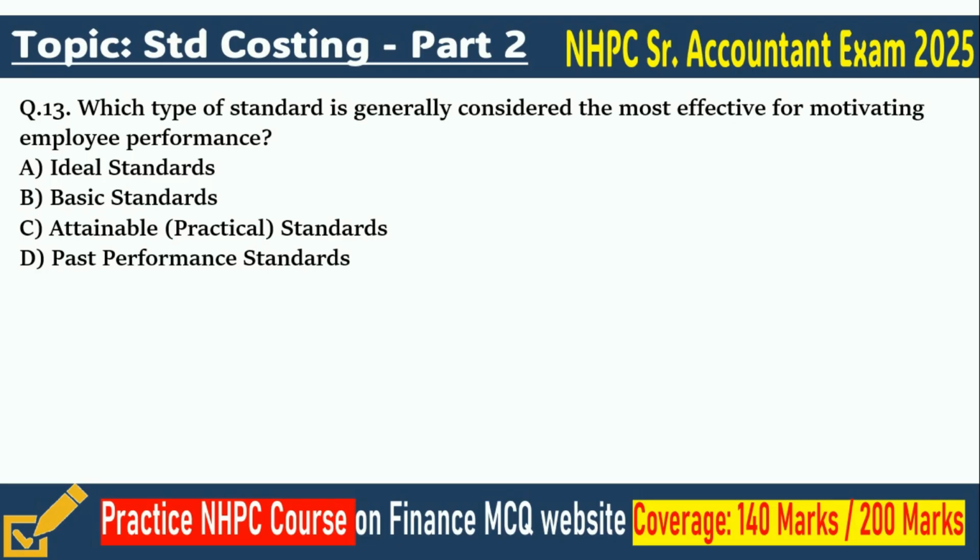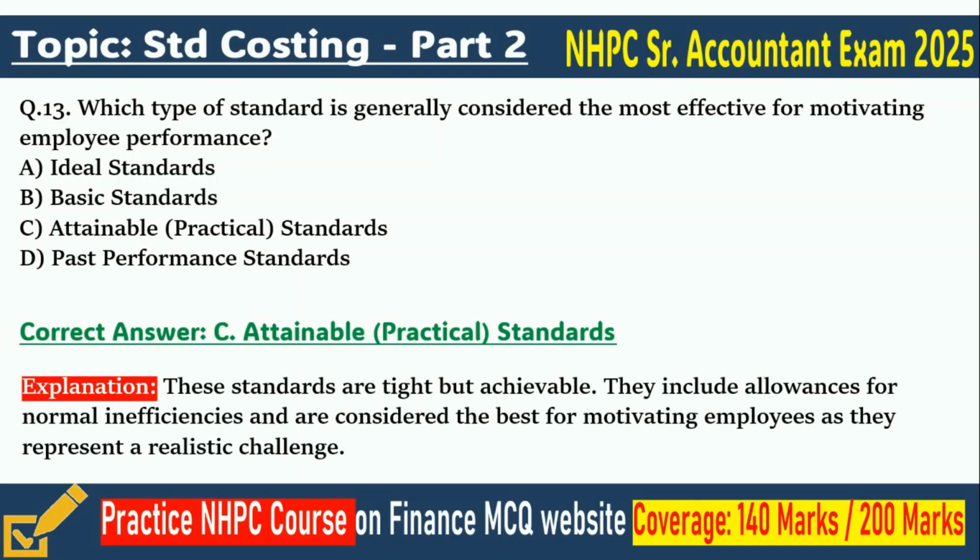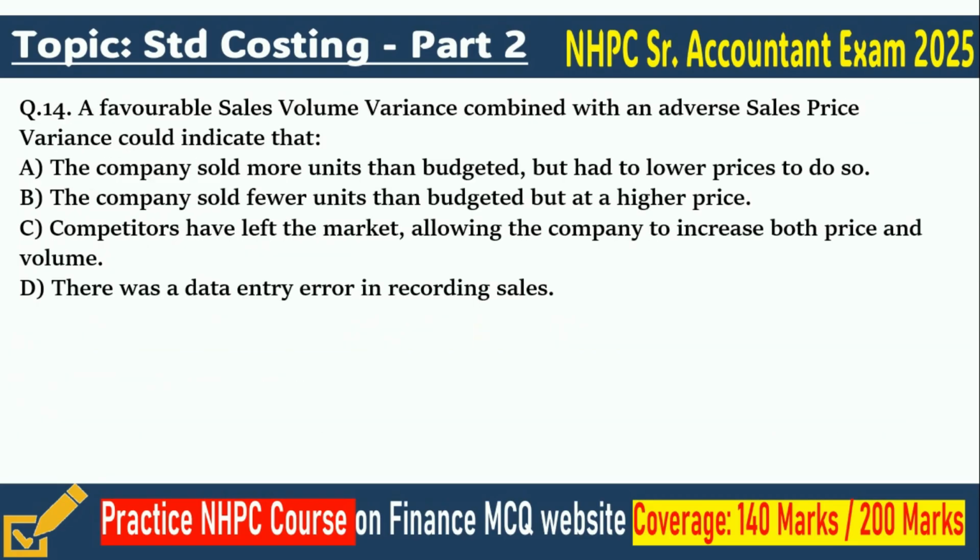So friends, pause the video. Think what should be the correct answer here. Friends, the correct answer is option C, that says practical or attainable standards. So friends, these standards are tight but achievable. They include allowances for normal inefficiencies and are considered the best for motivating employees as they represent a realistic challenge. Moving on, friends, next question.